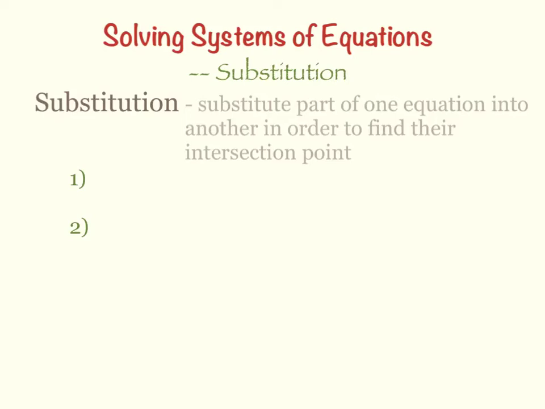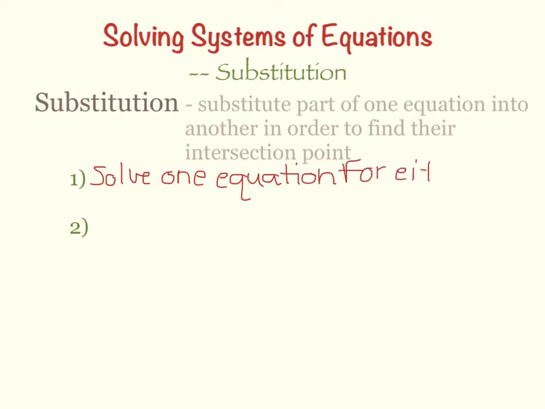Remember, when you're solving a system of equations, you're looking for where the two lines intersect. So we're using the substitution method to find that intersection point. The two things that you need to do when you are solving a system of equations are as follows. First, you have to solve one equation for either x or y, or really any of the variables that you have.